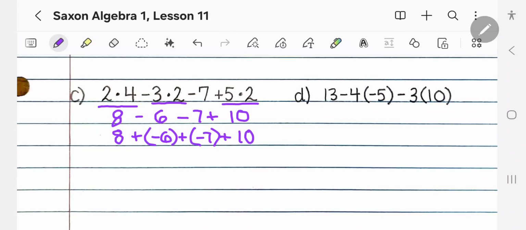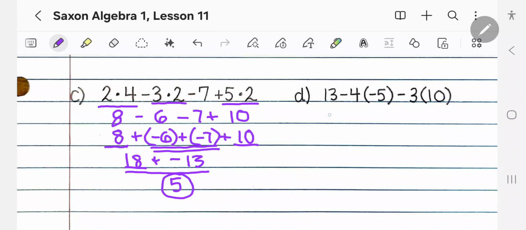And then we'll combine the ones that have positives. And then we'll combine the ones that have negatives. And then we will combine those. One's positive and one's negative, so we're going to subtract those. And when we subtract those, we get 5. And we're going to keep the sign of the one with the largest absolute value, so it's positive 5.